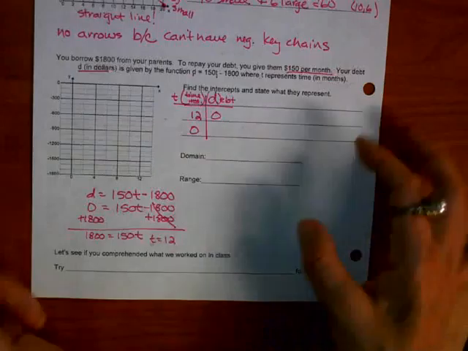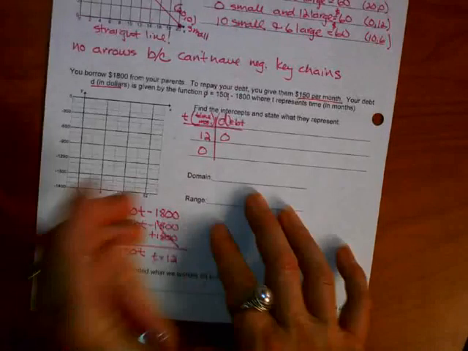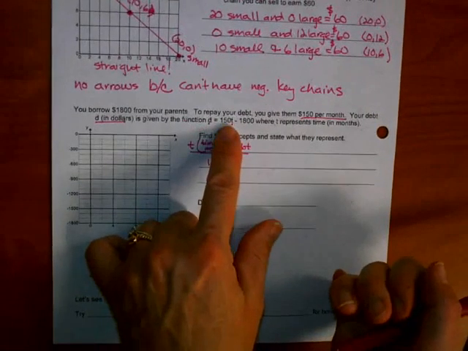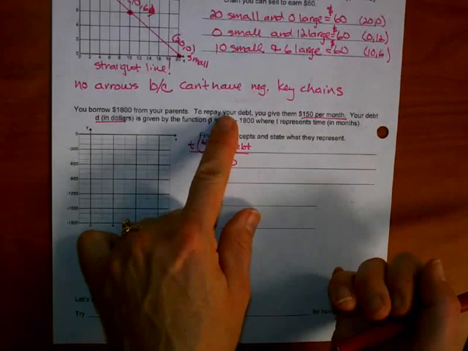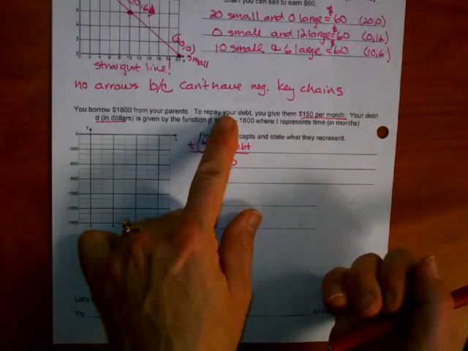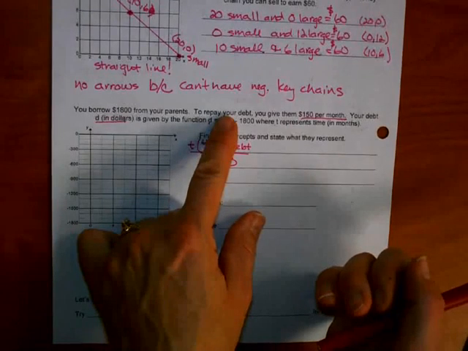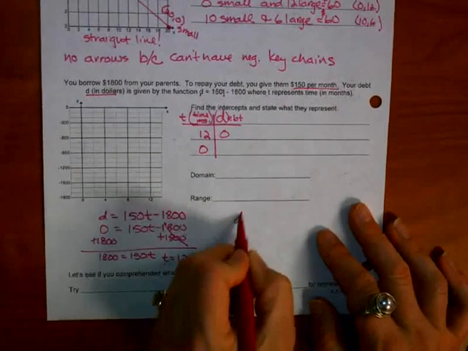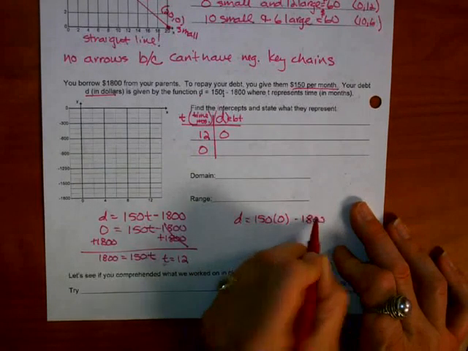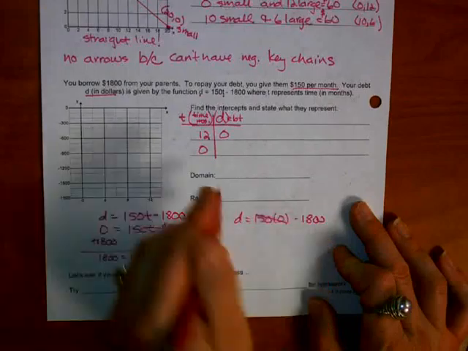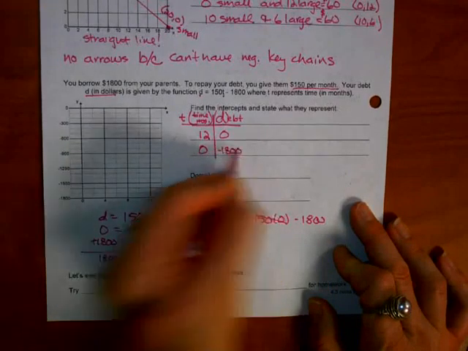Now, it is pretty easy to plug 0 in for T here. What happens if I plug 0 for T here? That goes away, doesn't it? And what does D equal? Negative 1,800, right? Negative 1,800. If you can't see that, we'll just write it out real quick. This goes away, and D equals negative 1,800. So write that here.